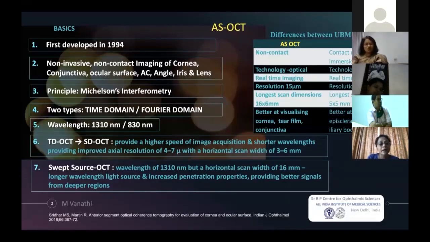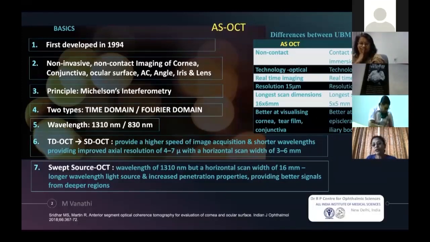And it has two types, which we commonly know as the time domain and the Fourier domain. Just before I move on to the time domain and the Fourier domain, what most residents or postgraduates would like to know is how anterior segment OCT differs from a UBM or ultrabiomicroscopic examination. ASOCT is non-contact, whereas UBM is contact and needs an immersion method. The technology is optical in ASOCT, whereas UBM uses ultrasound.